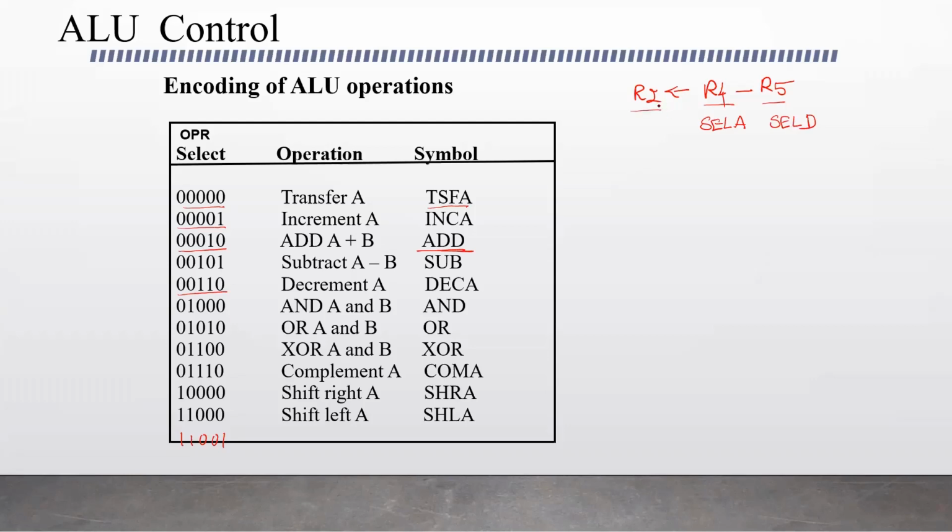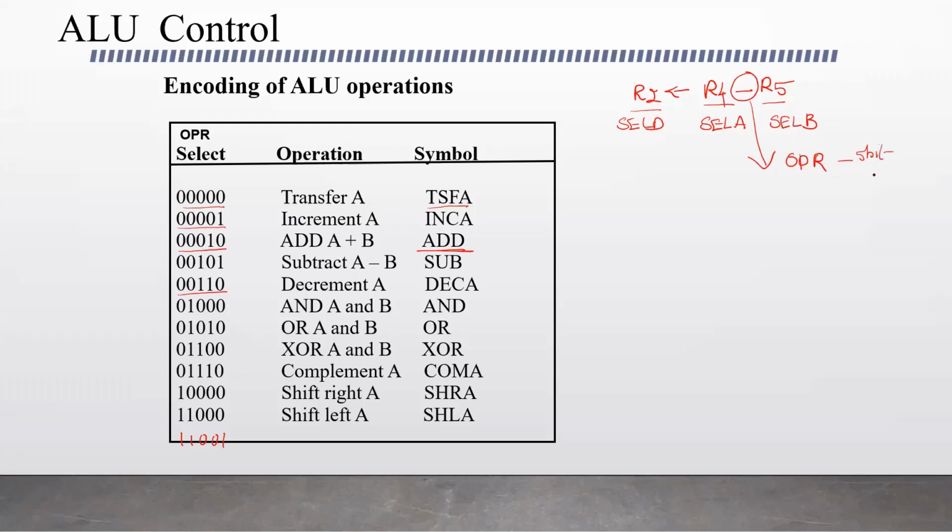This is our destination register. This is done by the decoder. The selection of the decoder is controlled by SELD, the destination register selector. And the operation performed here is subtraction. The ALU has to perform subtraction on R4 and R5, and this is selected by the selection input OPR. Correct? These selection inputs SELD, SELA, and SELB are all 3 bits, and here the OPR selection input is 5 bits.